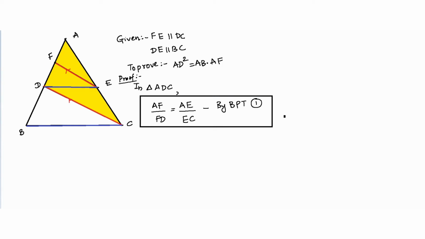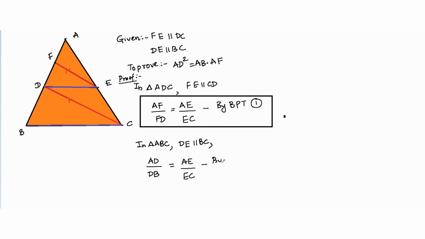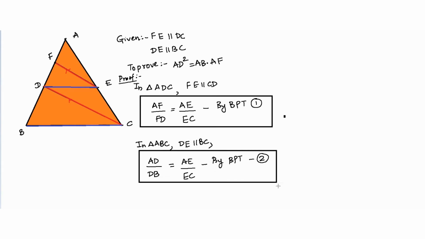Similarly, the next candidate for applying BPT is going to be the whole triangle. So this is the whole triangle. So I can say that in triangle ABC, okay, by the way, I should mention here that FE was parallel to CD. So in triangle ABC, I have DE parallel to BC, and therefore AD divided by DB is equal to AE divided by EC. This is again by BPT, and let us mark this as the second result.